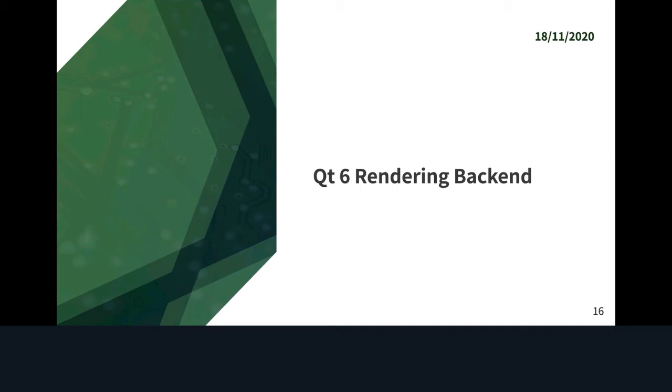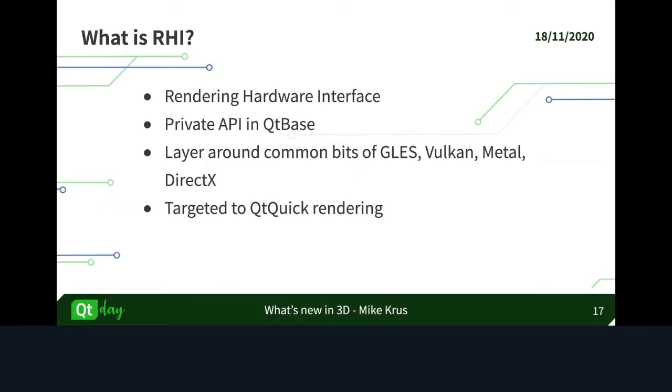At the same time, although we didn't know about it at the time, the Qt company worked on something called RHI, which is a rendering hardware interface, which is a private API in QtBase, a layer around Vulkan, Metal, DirectX, and OpenGL, and it has principles that are very similar to what you have in modern APIs such as Vulkan and Metal.